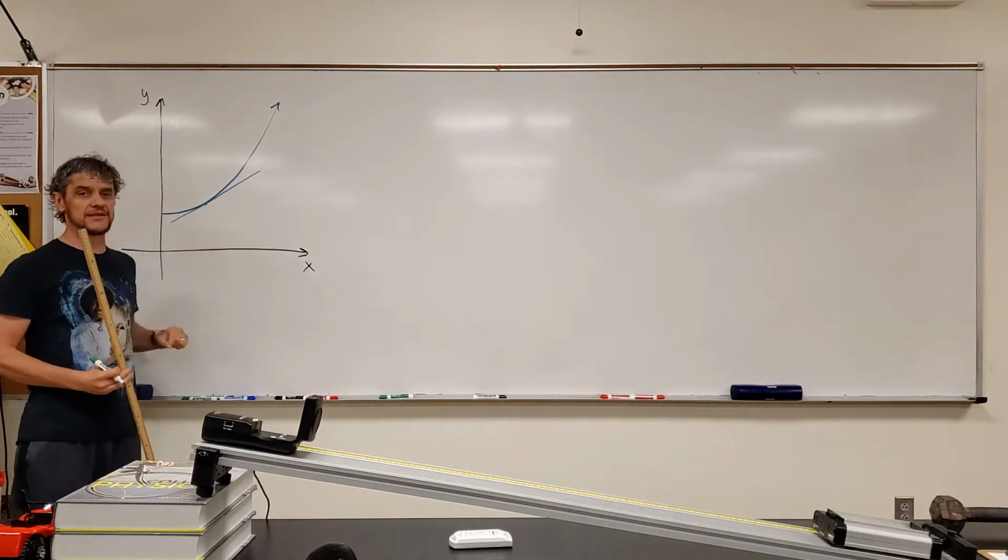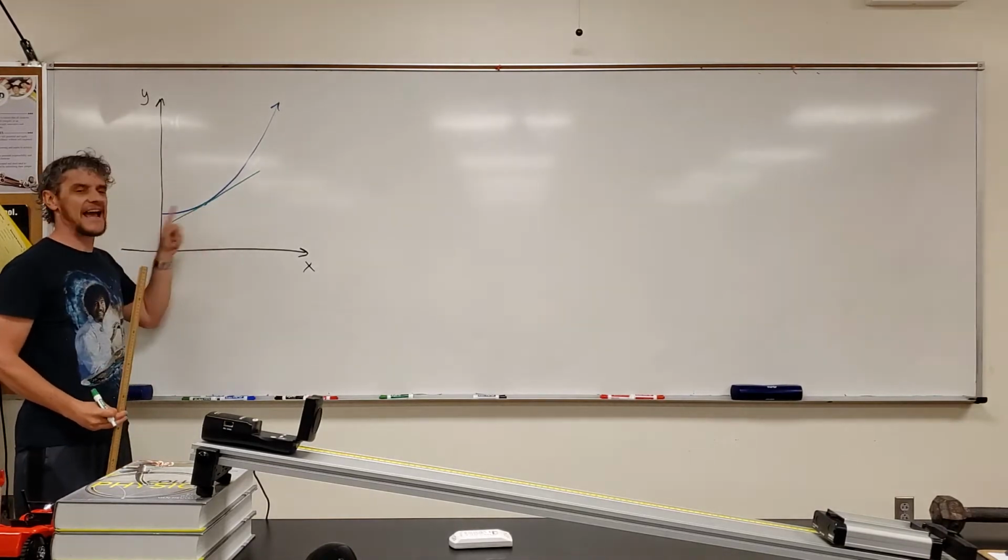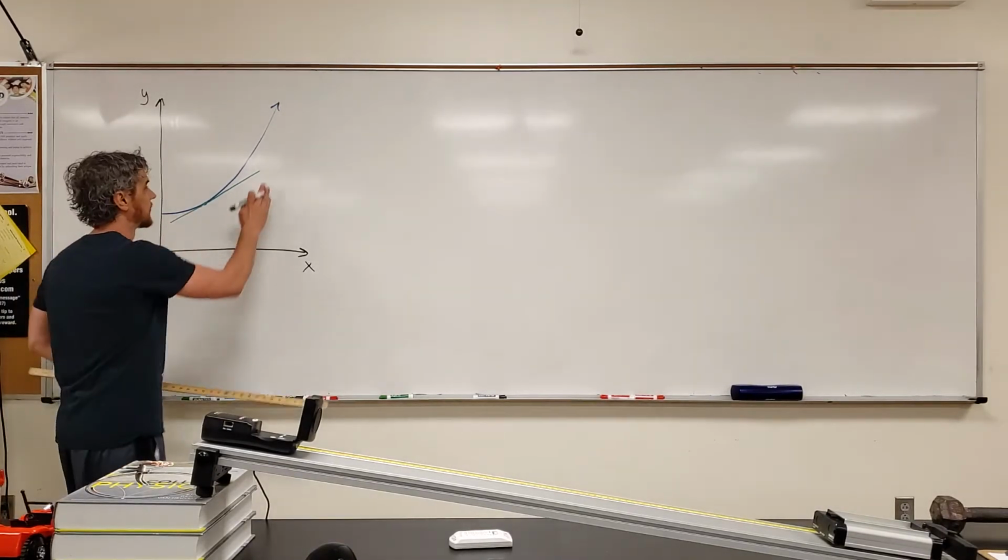And again, if this was a position time graph, the slope of this line would tell you the velocity of the object at that particular point. Okay? All right.